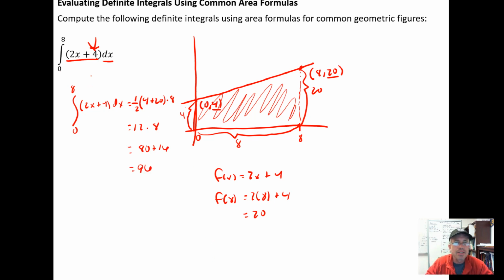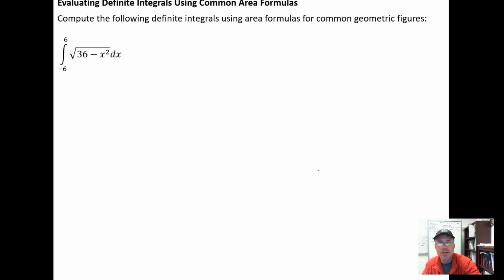So again, the idea is to not use the fundamental theorem of calculus if you know how to do it that way, but to rather draw a picture, look at the geometric figure that you get, and then use the formula for the area of that geometric figure to find the area of the definite integral that you're working with. So here, what I want to recognize is I have the square root of 36 minus x squared.